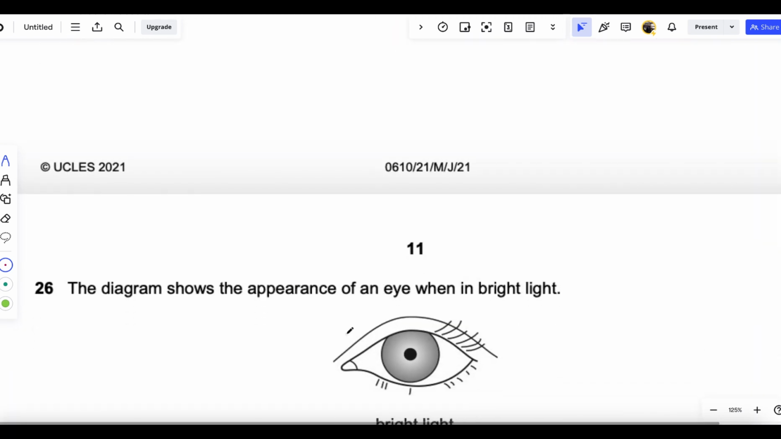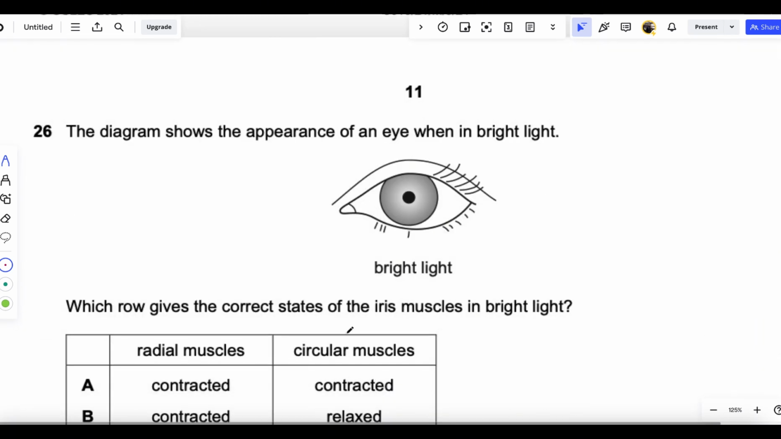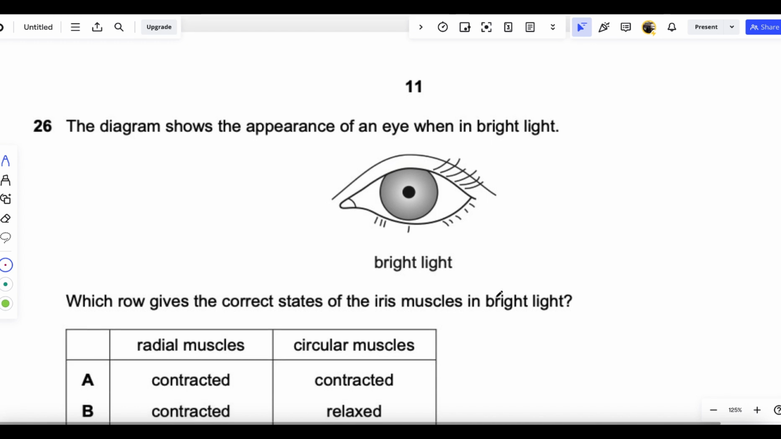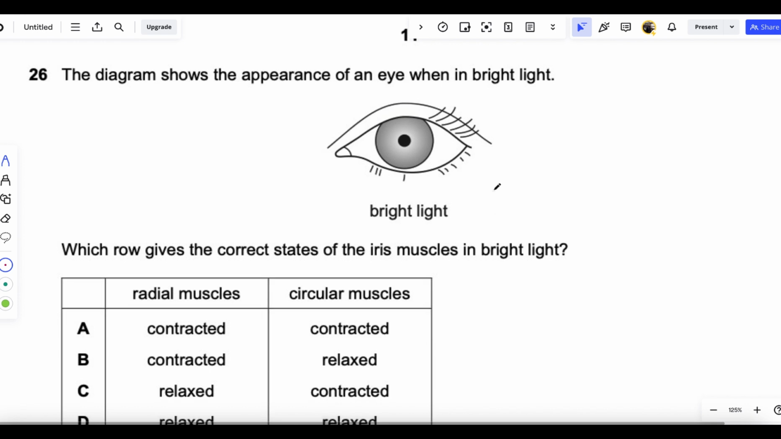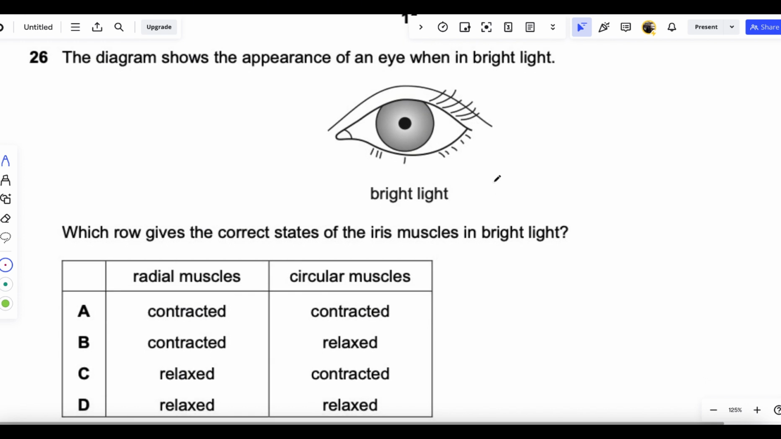Now we move to question number 26. The diagram shows the appearance of an eye when in bright light. When bright light comes to the eyes, what normally happens? Which row gives the correct statement of the iris muscles in bright light?